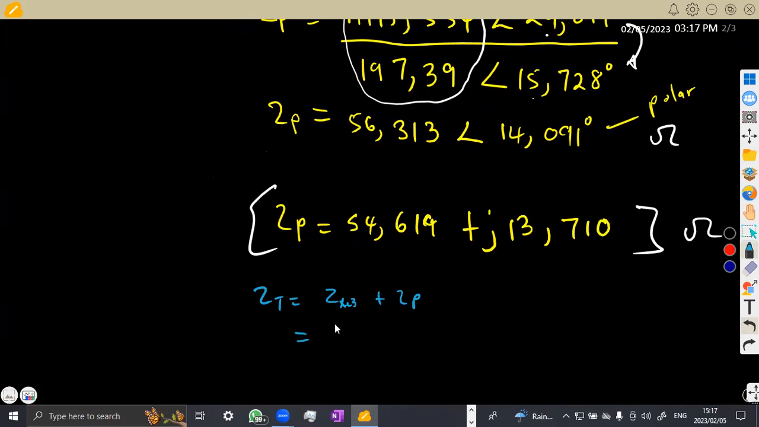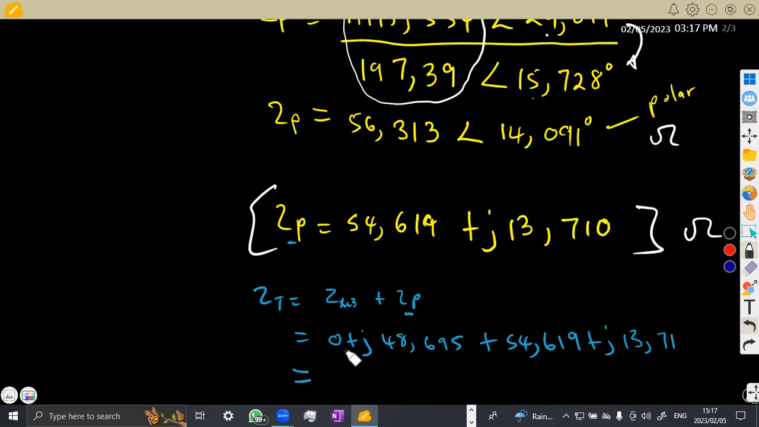Remember that value that we had, it's supposed to be in rectangular form, which was 0 plus J48,695. Okay, so that's what we had, plus ZP, which is the parallel combination, which is 54,619 plus J13,710. So like I said, it's best for you to add in a rectangular form.